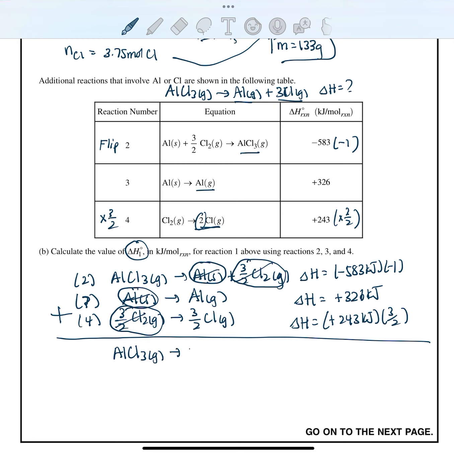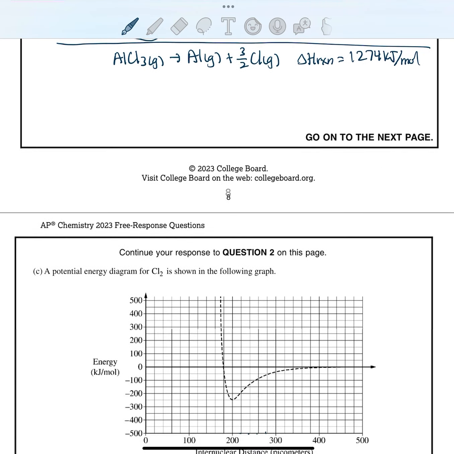So here's my overall answer. When I add up everything, I get the same thing in my target equation. That's what we want. And now we can add up all the delta H's. So use your calculator to do so. And you should get a total delta H here of a positive 1,274 kilojoules per mole. That's how we solve our Hess's law problem. All right, and then let's move on to maybe one more before I pause and do the next part.